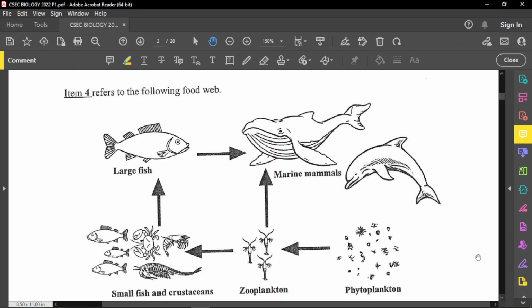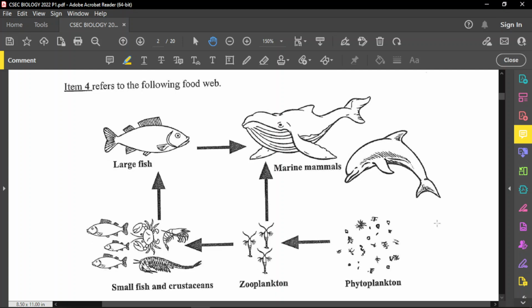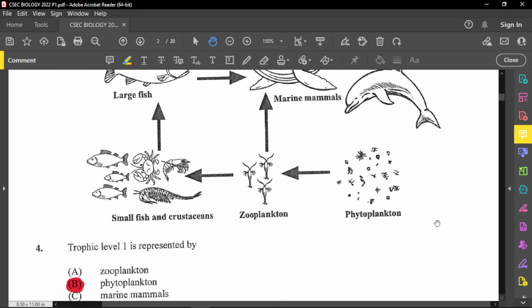All right, so let's run through to question number 4 real quick. And number 4 is based upon this diagram. And so this is a food web. All right. And so the question asks, it said, trophic level 1 is represented by what? And trophic level is really each level of a food chain or a food web. So trophic level 1 is the producer. That is the first organism.